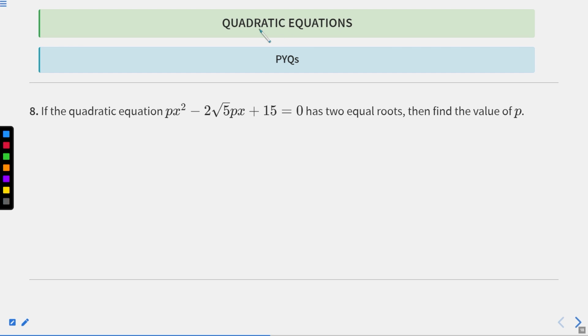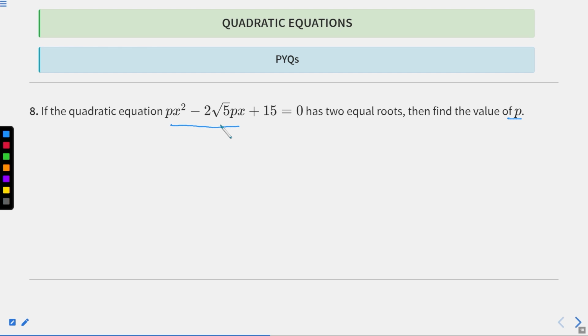Here in this question, it's said to us: if the quadratic equation px square minus 2 times root 5 px plus 15 is equal to 0 has two equal roots, then find the value of p. So this quadratic equation has two equal roots.